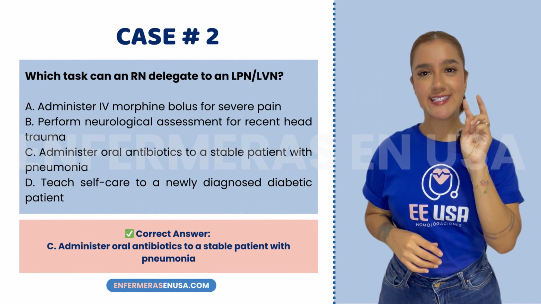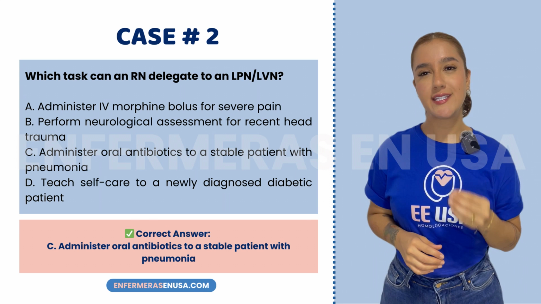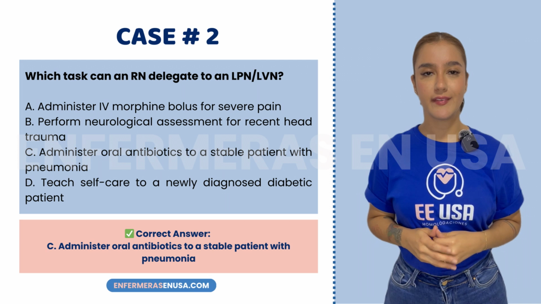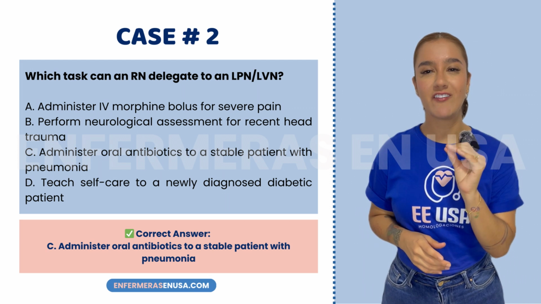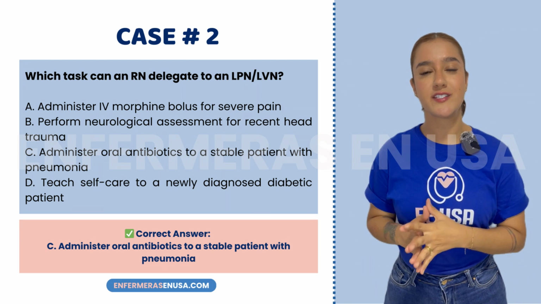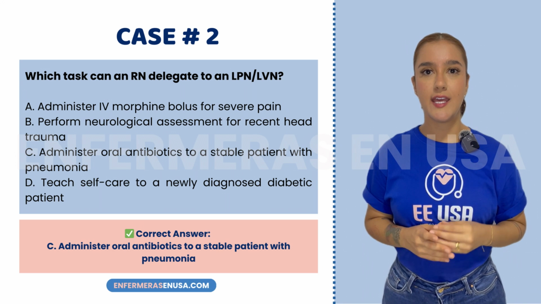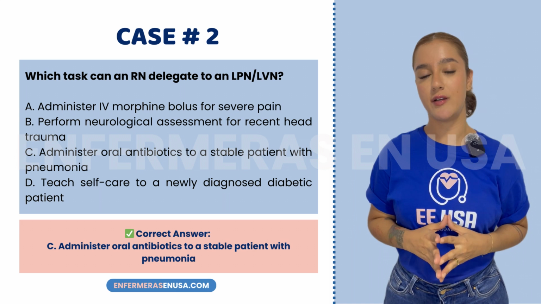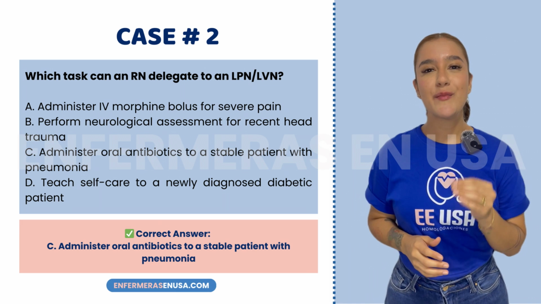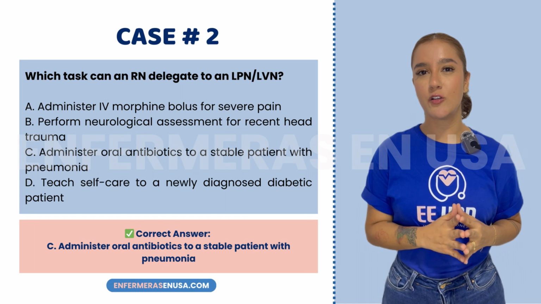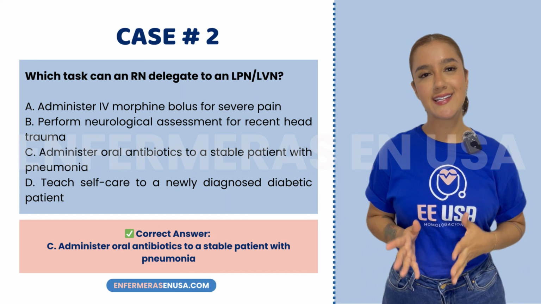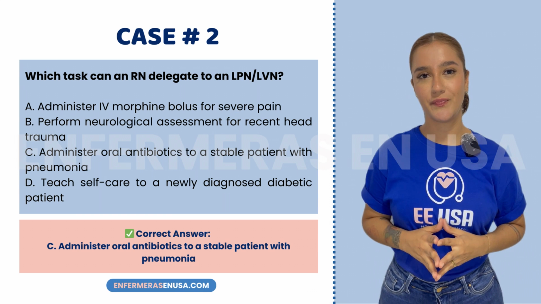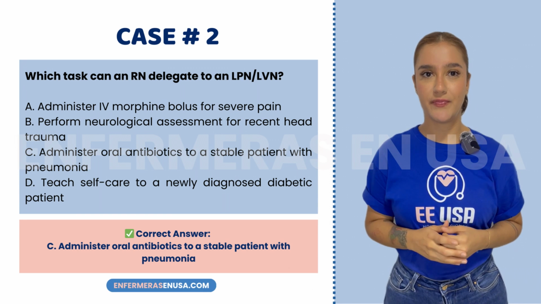Now, moving on to the second case, which of the following tasks can an RN safely delegate to an LPN or LVN? A. Administer an IV bolus of morphine to a patient with severe pain. B. Perform a neurological assessment to a patient with recent head trauma. C. Administer oral antibiotics to a stable patient with pneumonia. And D. Teach self-care to a newly diagnosed diabetic patient. The correct answer is C.